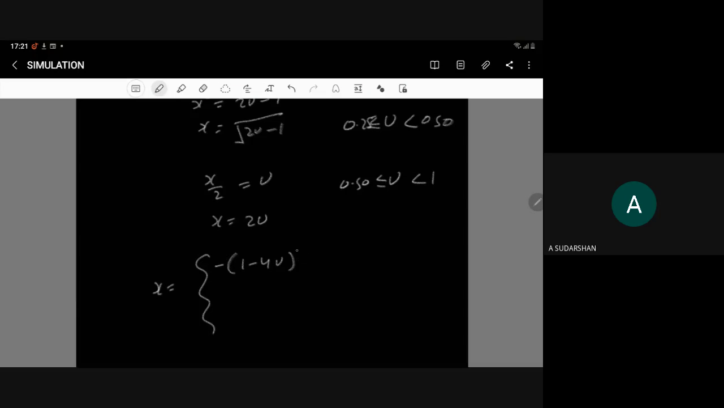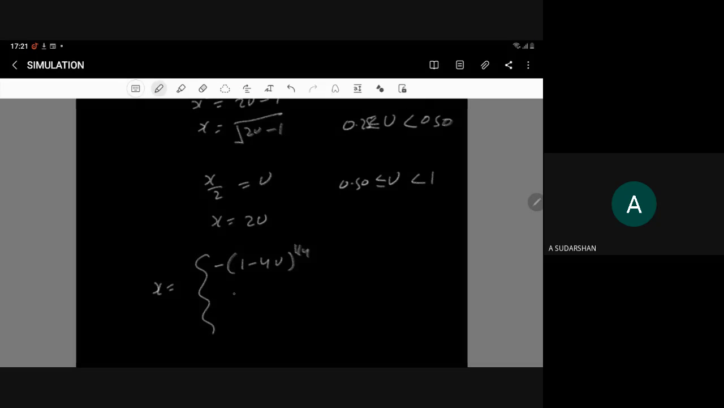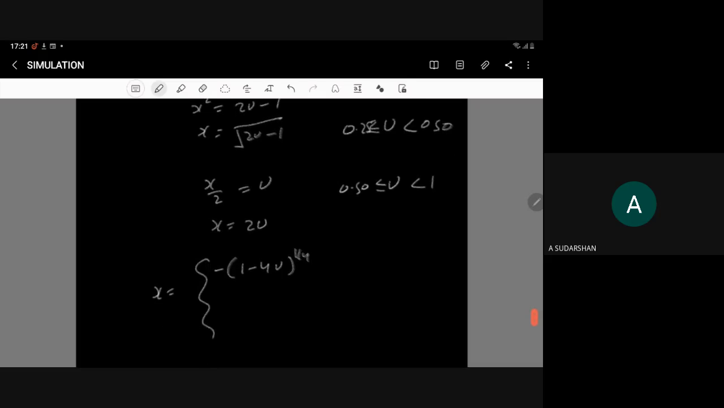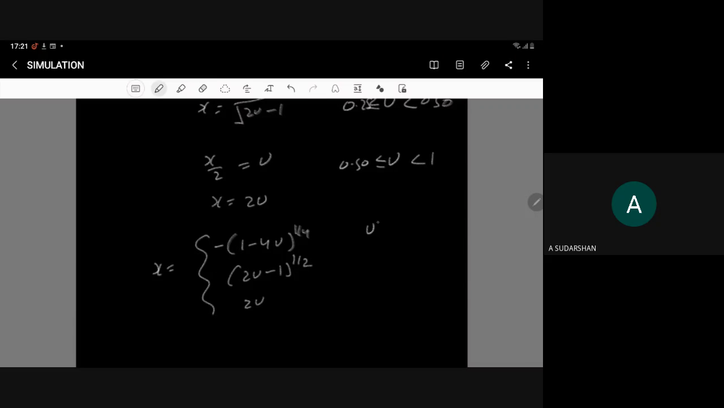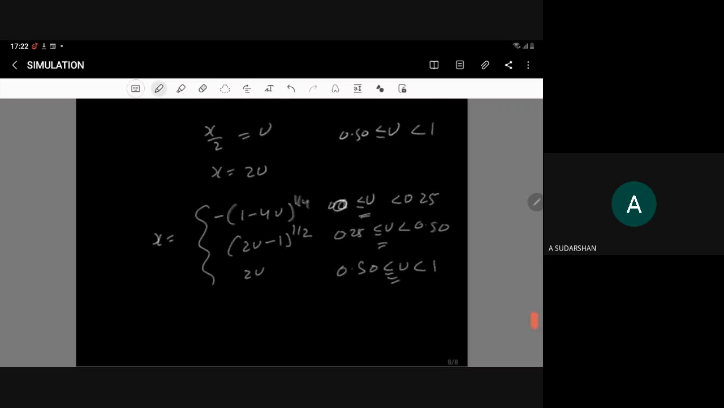One minute, I have to write. Just wait a minute, I will answer. It is 2u minus 1 to power half, and this is 2u, for u from 0 to 0.25, from 0.25 to 0.50, and from 0.50 to 1. So here also you always have to take the equals sign on the left side, the left inequality.